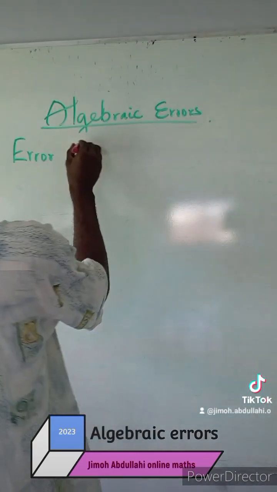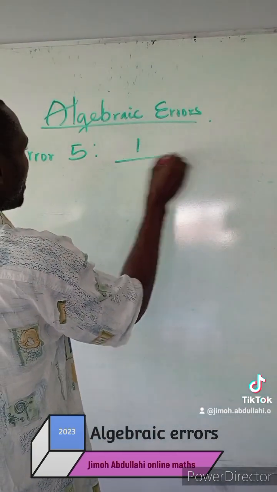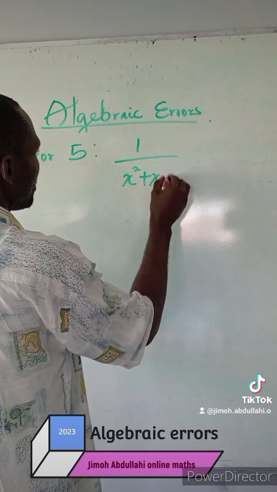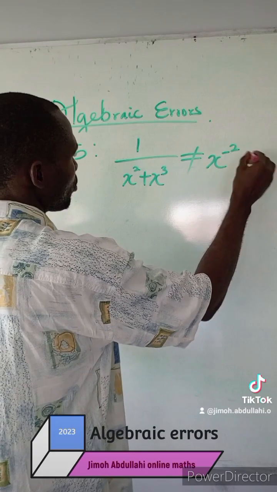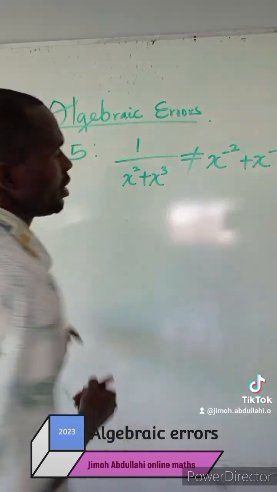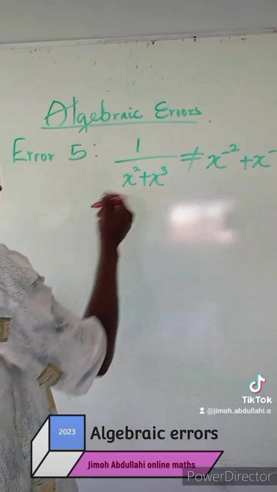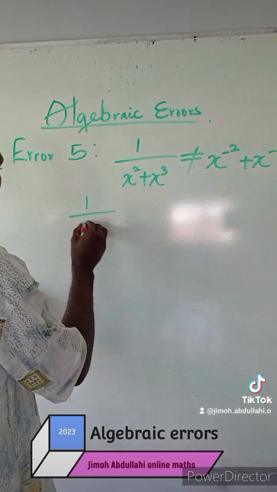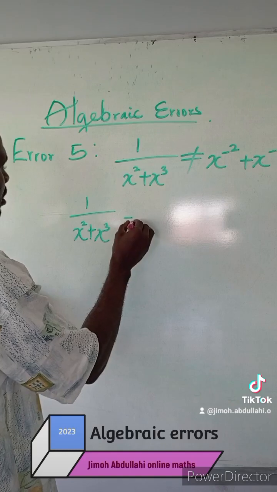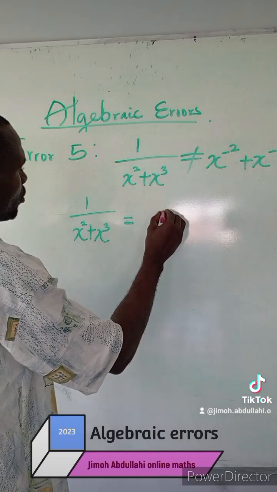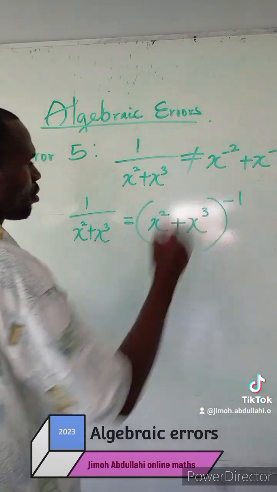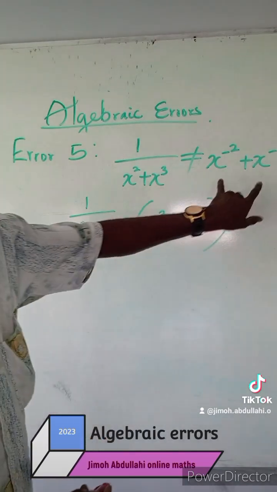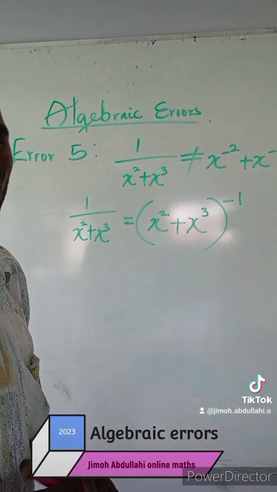Then error 5. Error 5 is when you have, let's say, x to the power of 2 plus x to the power of 3. It is not the same thing as x to the power of minus 2 plus x to the power of minus 3. It is not equal. But when you have something like this, it is the same thing as x to the power of 2 plus x to the power of 3, all to the power of minus 1. You can write it like that. But in the other form, it is not correct.